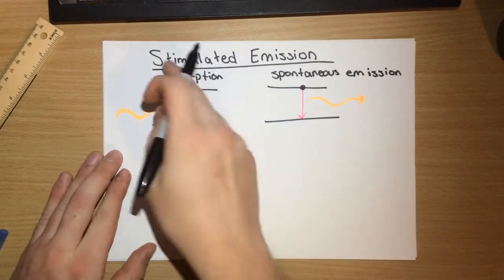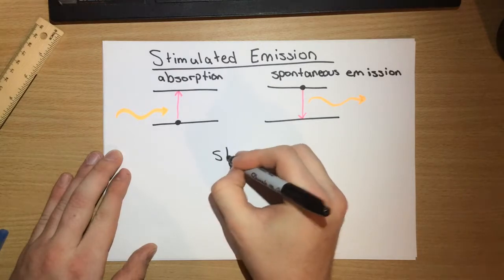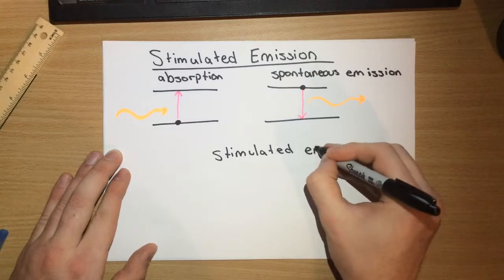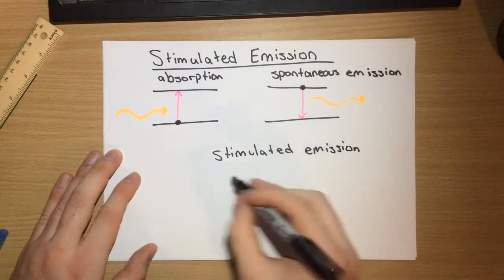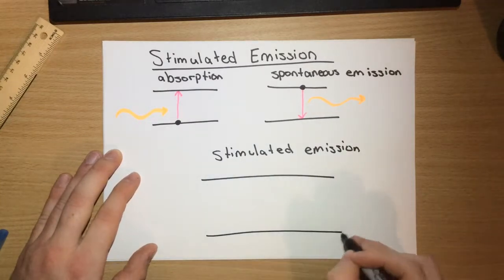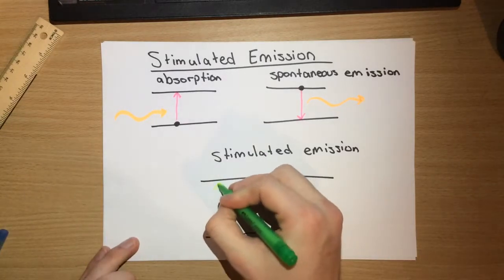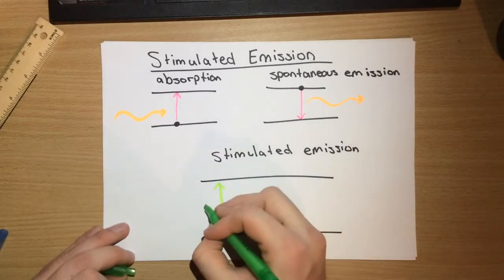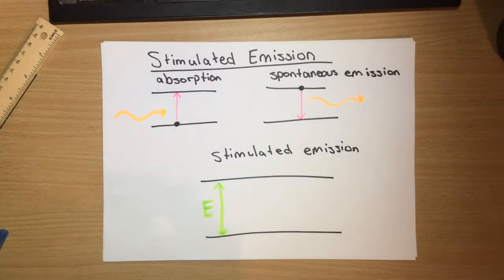Now we're going to have a look, and you can see from the title here, this is stimulated emission. So we're going to have a look at that now. Again, I'm going to have two energy levels here, and this time I'm going to indicate in green the energy from the top to the bottom. We'll call that energy E.